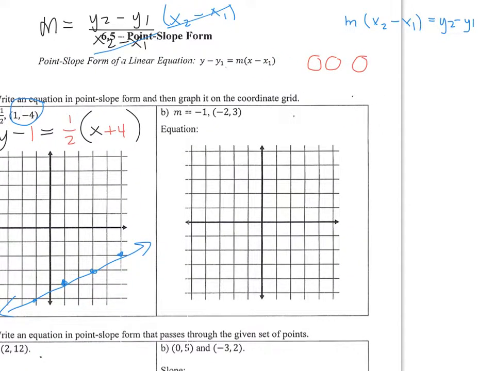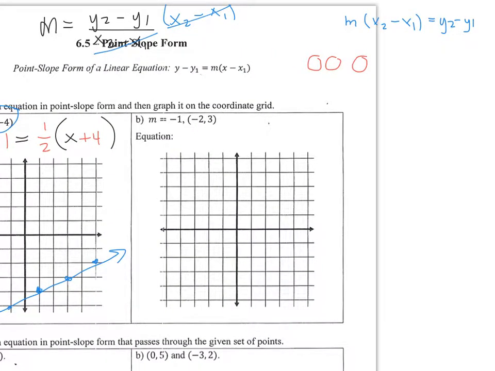So letter B, I'm going to write my equation, which is y minus 3 equals the slope, which is -1, times the quantity x. Now this is a -2, so I'm going to write plus 2.